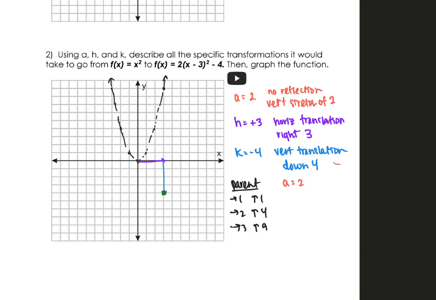We know that if a is equal to 2, that means we're going to double our vertical distances. So we're going to go up 2, up 8, and then up 18. So from my vertex, we're going to go over 1. Instead of going up 1, we're going to go up 2. So my next point would be right here. And again, we're going to find our symmetric point. Then I'm going to go over 2 and I'm going to go up 8. So 1, 2, 3, 4, 5, 6, 7, 8. I'm doubling my vertical distances. I'm stretching my parabola. And since our next point will probably take us off the graph, I'm going to go ahead and connect my points. And I'm going to label my graph. So this is f of x equals 2 times x minus 3 squared minus 4.